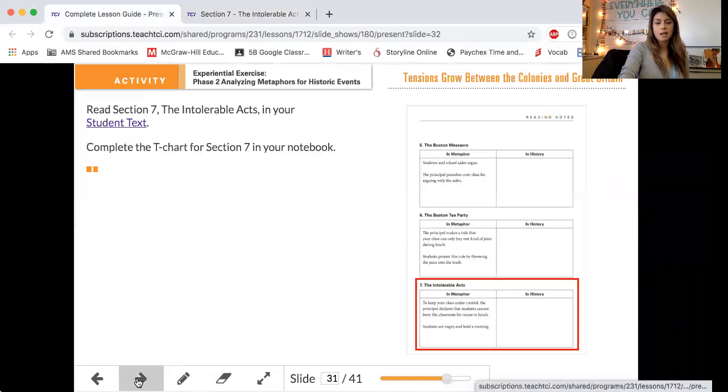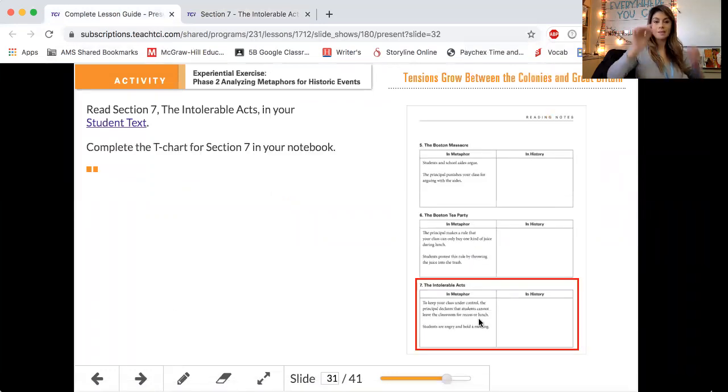All right, you may have guessed it. You're going to fill out the last T-chart on page 63 for the Intolerable Acts. The metaphors are: to keep your class under control, the principal declares that students cannot leave the classroom for recess or lunch. The other metaphor is: students are angry and hold a meeting. Go ahead and fill that out and press play when you are ready to continue.